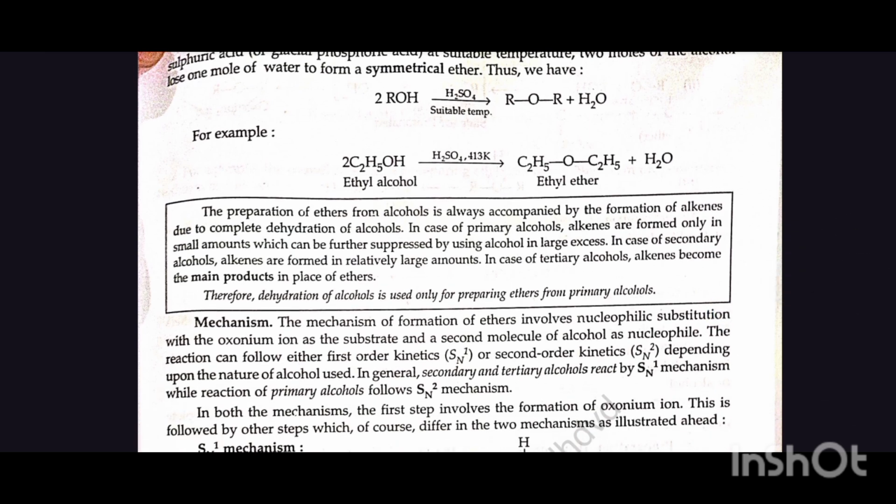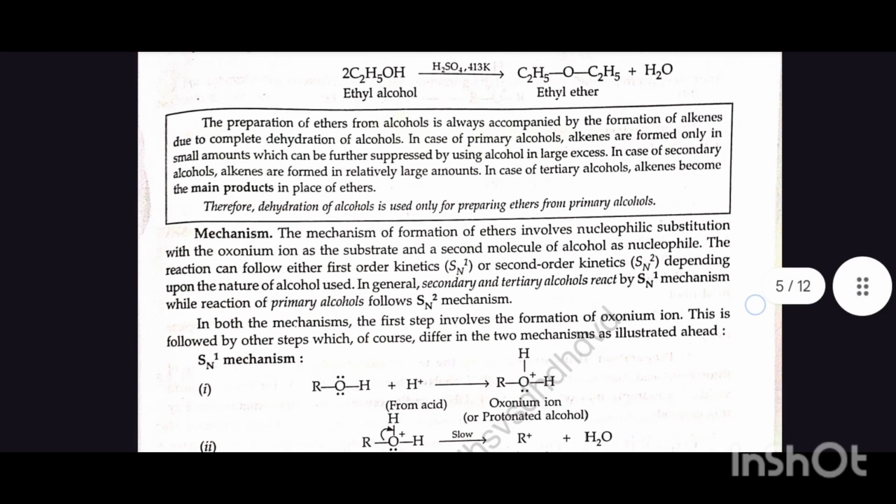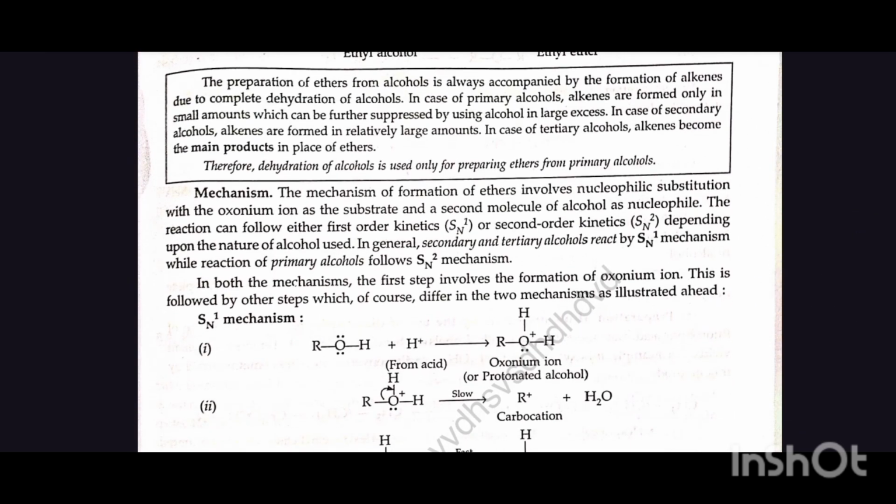Note: the preparation of ether from alcohol is always accompanied by the formation of alkenes due to the complete dehydration of alcohols. In case of primary alcohols, alkenes are formed only in small amounts, which can be further suppressed by using alcohol in large excess. In case of secondary alcohol, alkenes are formed in relatively large amounts. In case of tertiary alcohol, alkenes become the main product in place of ethers. Therefore, dehydration of alcohol is used for preparing ethers only from primary alcohol.